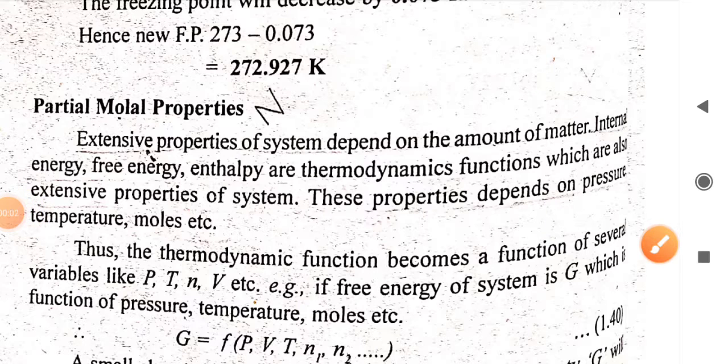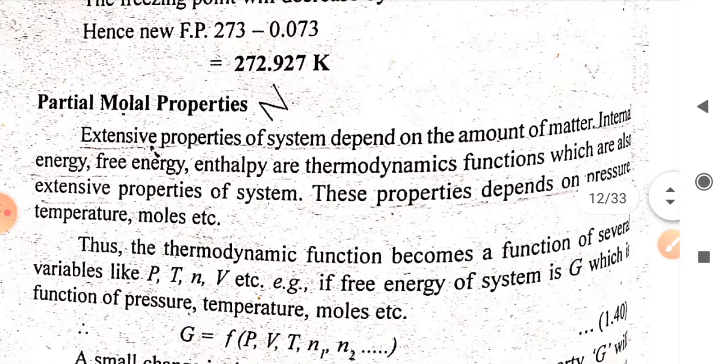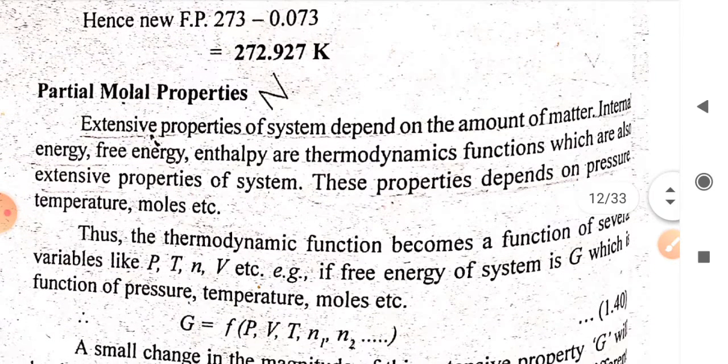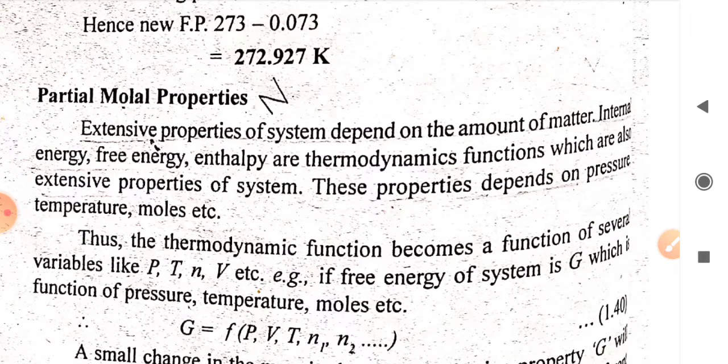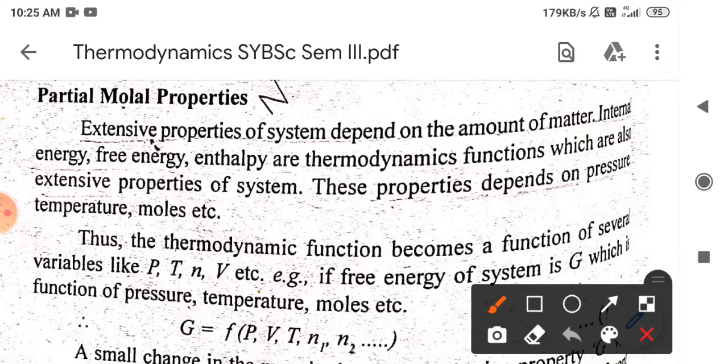So in the previous lecture we finished with the Clapeyron-Clausius equation, an important equation of thermodynamics. Now we will study partial molar properties, a new concept. Partial molar properties of a system are simply what the name suggests. They are partial properties, and they are related to molal, meaning the number of moles.